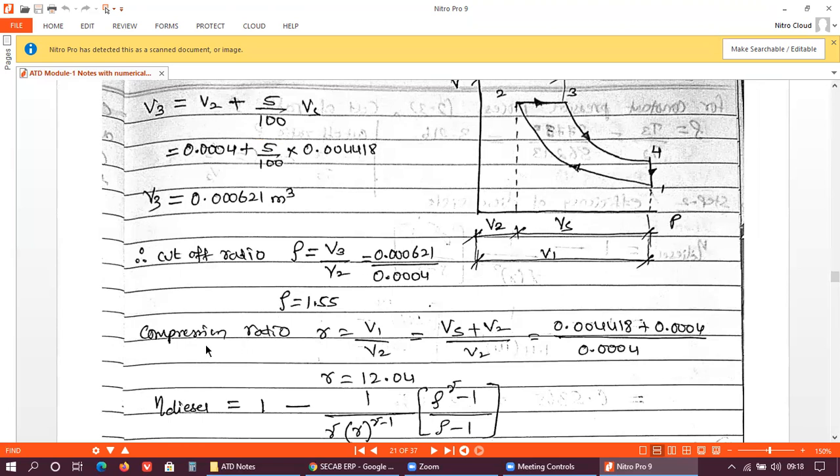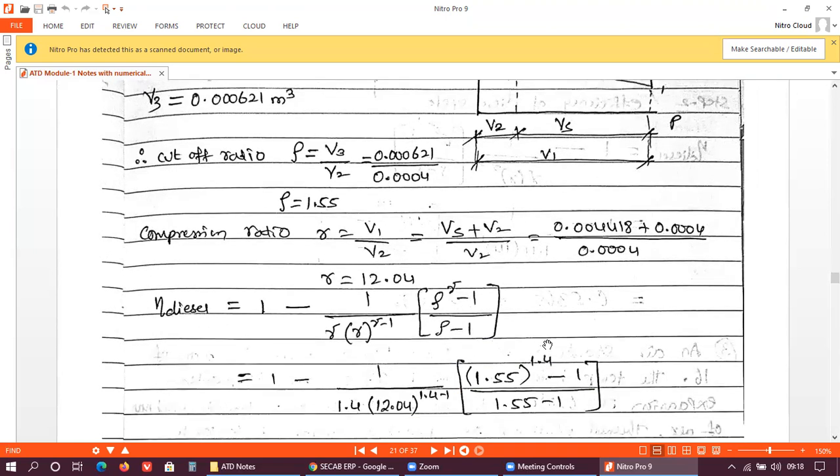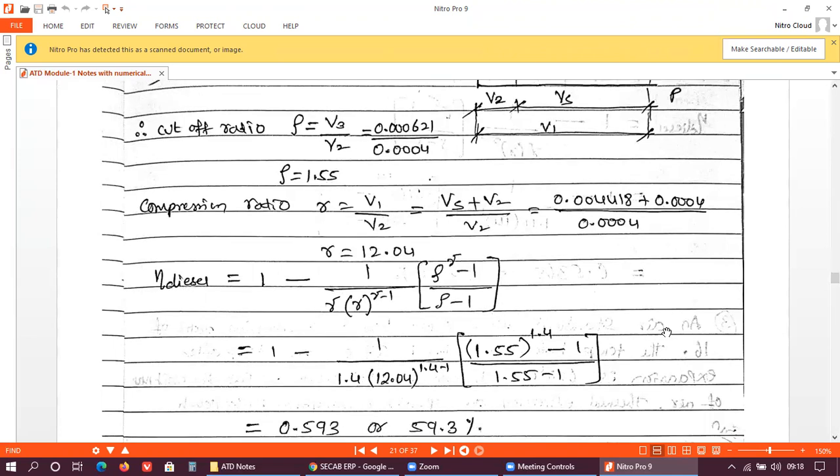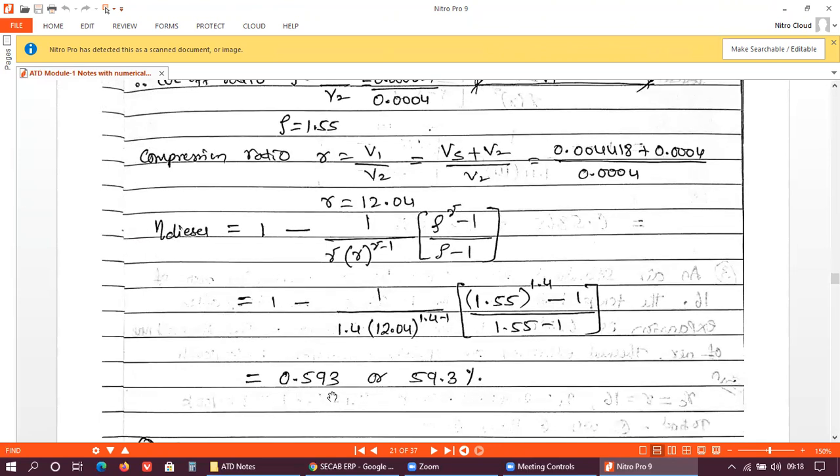Okay. Then the compression ratio is given by R is equal to V1 by V2. Just substitute the values, right? You will get the value of R. Okay. So just substitute these values in the efficiency of the diesel cycle. So this is the expression for the diesel cycle, right? Just substitute the values and do the calculation. You will get 0.593 or 59.3 as the air standard efficiency of the diesel cycle.